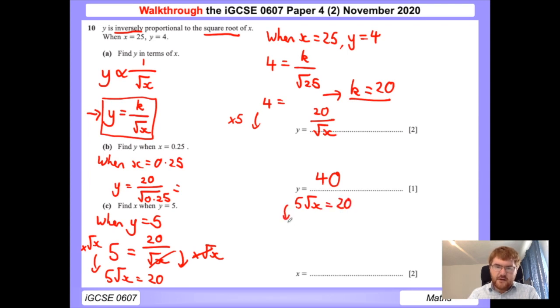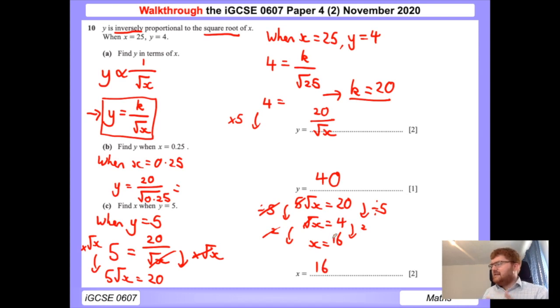Then we want to get the x on its own, so we divide by 5 on both sides. That gives us then root x is equal to 4. And at this point you can do this mentally, or then think to yourself, well, what's the opposite of square rooting? Well, that's squaring both sides. And that then gives us the answer of x is equal to 4 squared, which is 16. Which we pop in there. Again, at any of these points, you can use your calculator to help you work this out. All good.